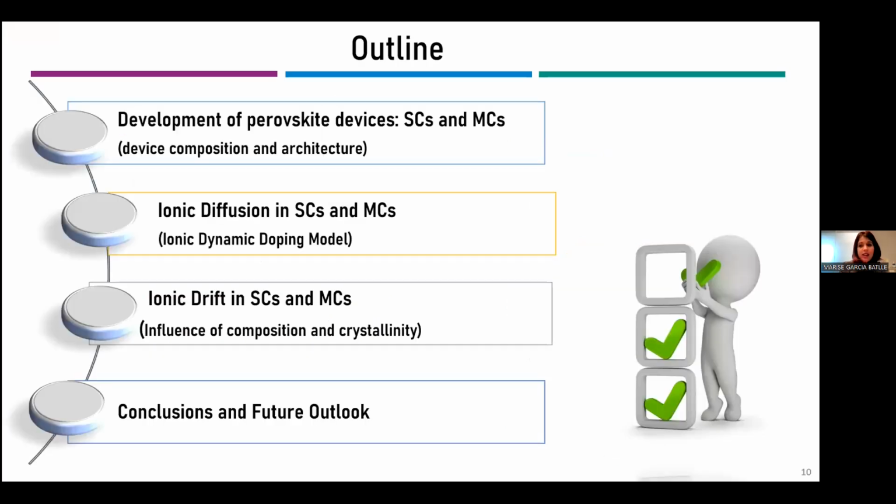I will talk very shortly about how we develop these perovskite devices. Then I will present, and this is the most important part of the work, how we approach the study of the ion migration process, first focusing on ionic diffusion and then ionic drift in this material, and then some conclusions and the future outlook of this field.